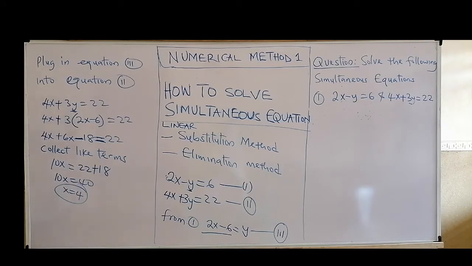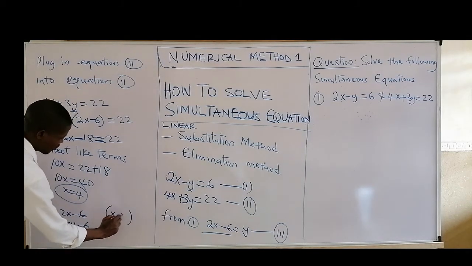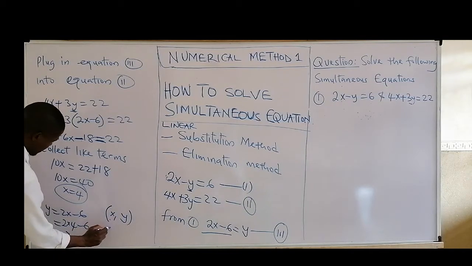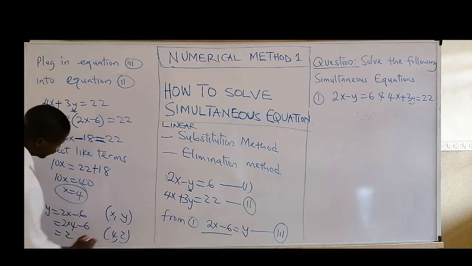Then you can go back to equation 3, y equal to 2x minus 6. Plug in x equal to 4 into equation 3, and that will be 2 times 4 minus 6, which gives us 8 minus 6. That's 2. That finishes the work. Then you now write your answer as x, y coordinates. Your x is 4 and your y is 2.